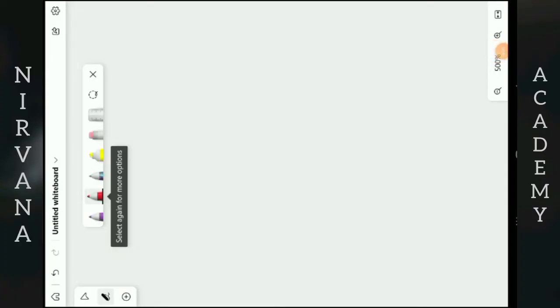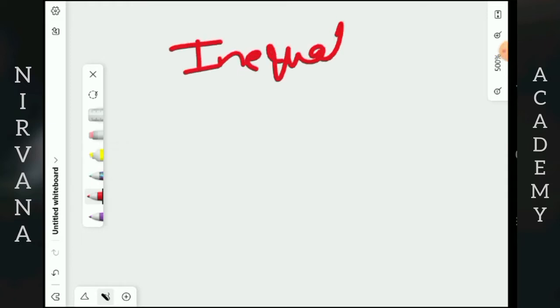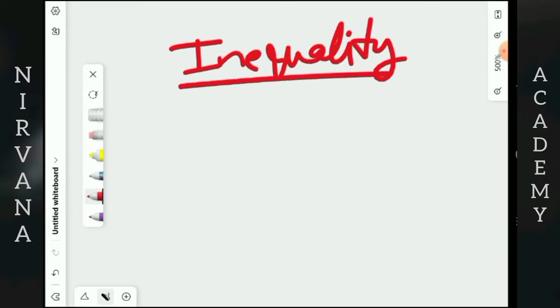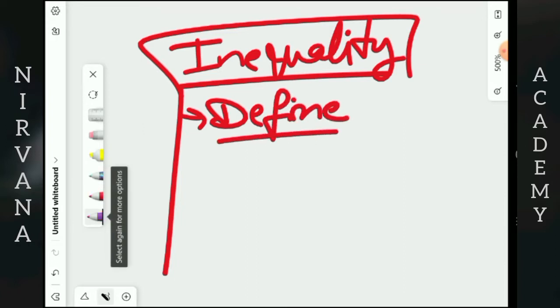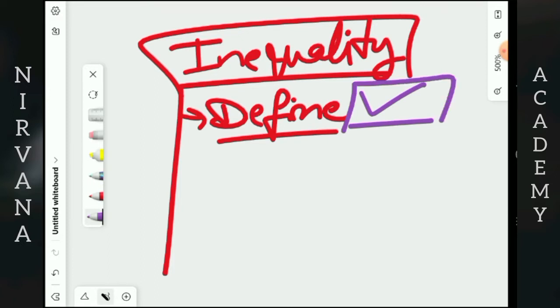So in this lecture we will do the topic of inequality, and in the chapter of inequality we have to do four broad things. The first thing is, how can we define inequality? What is the definition of inequality, or how can we define it?